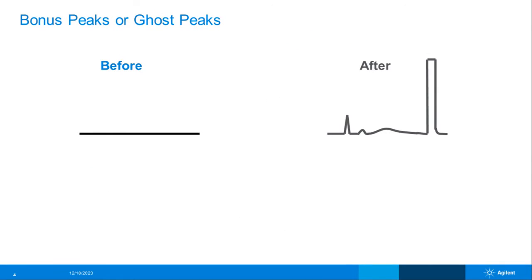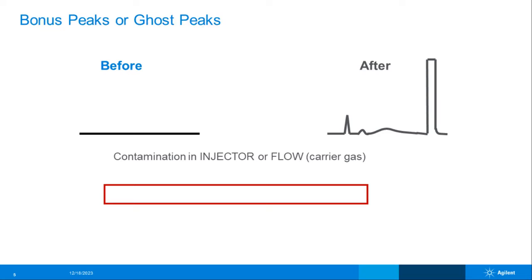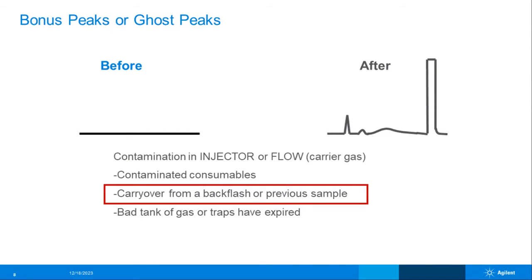So next, something we come across in the chromatographic world tend to be bonus peaks or ghost peaks. So a peak in your chromatogram that you are not expecting and doesn't really look like your traditional Gaussian peak for your compounds. Again, where might these bonus peaks or ghost peaks come from? Contamination from your injector or your flow, contaminated consumables, carryover from backflash of a previous sample, and this is the one we're going to focus on here. Could also come from bad tanks of gas or traps that have expired. Septum bleed.